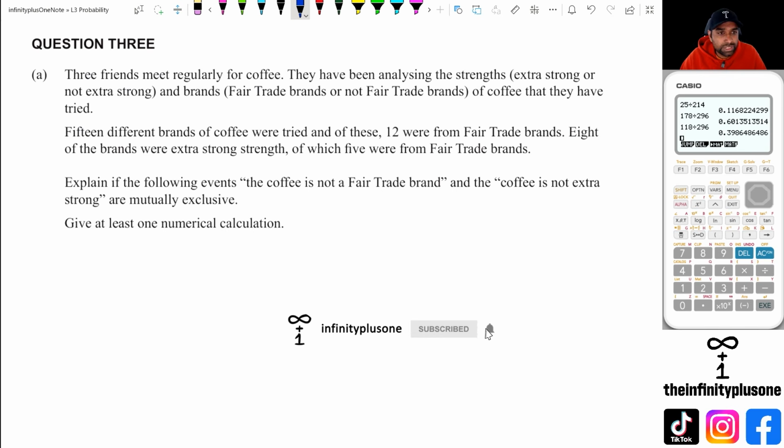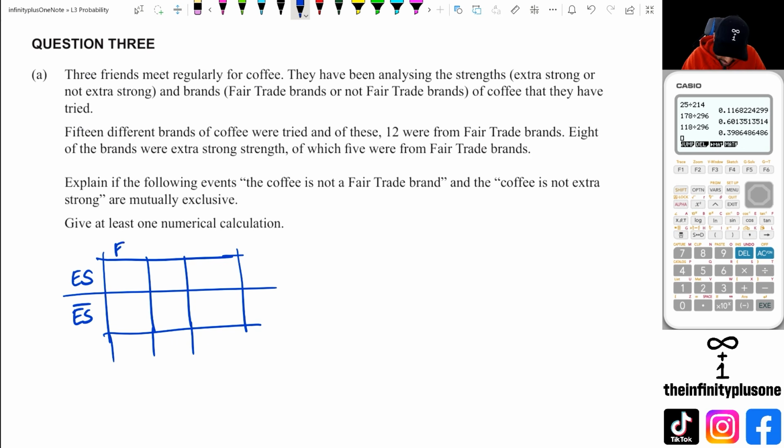All right, folks, so for question 3, 3 friends meet regularly, they've been analyzing and so on. Okay, so we've got a couple of things here. We've got extra strong, and we have not extra strong. So I'm just going to write it like that. And then we've got fair trade brand, or not fair trade. And then we have totals. That's it. And then altogether, we've got 15. That's total.